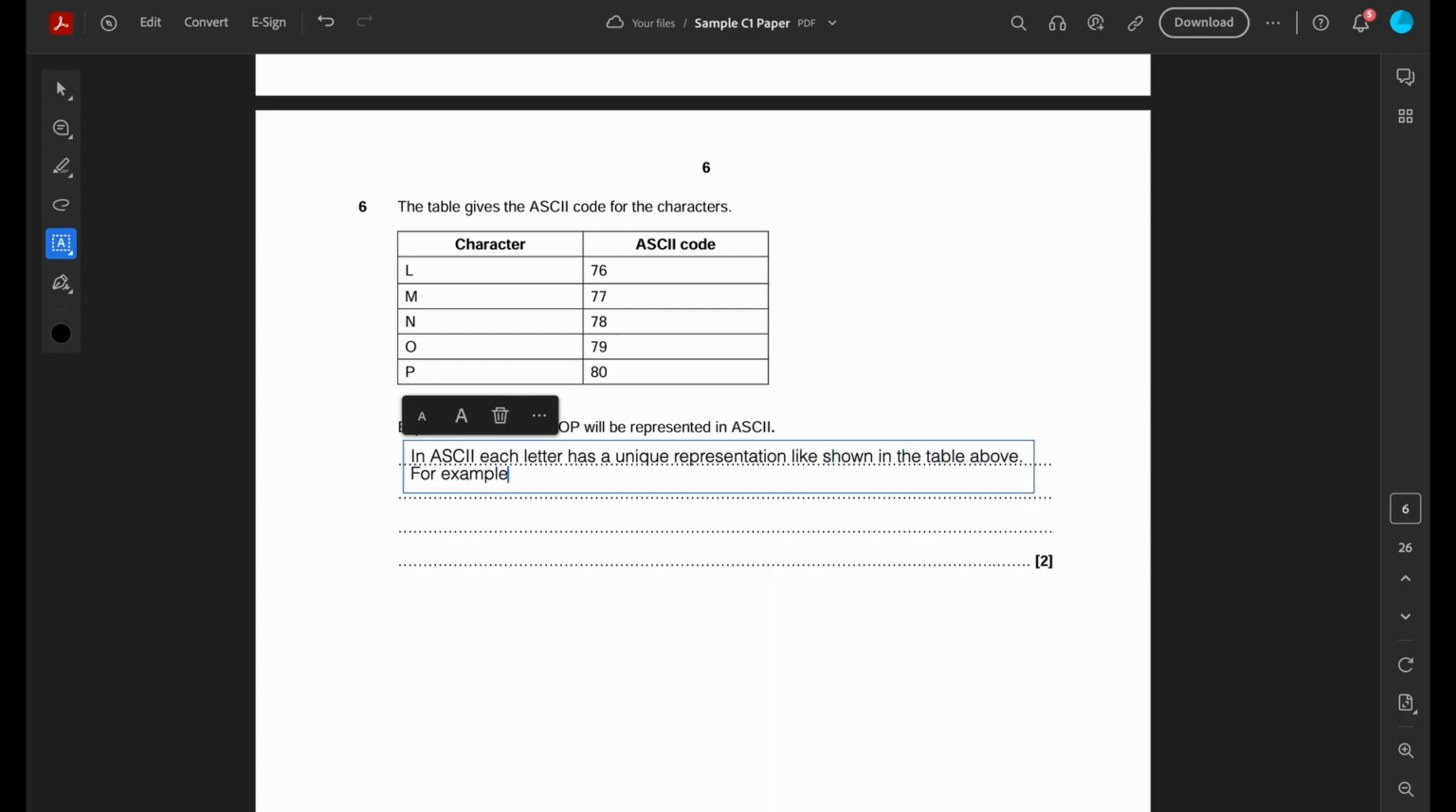For example, mop would be 77, 79, 80. This would then be stored by the computer in binary. Okay, so we've pretty much got that one done. We're just briefly talking about what ASCII is. We don't have to go into massive detail. It says, explain how the word mop would be represented. So each one has a unique number, and we're then telling them what those unique numbers are.